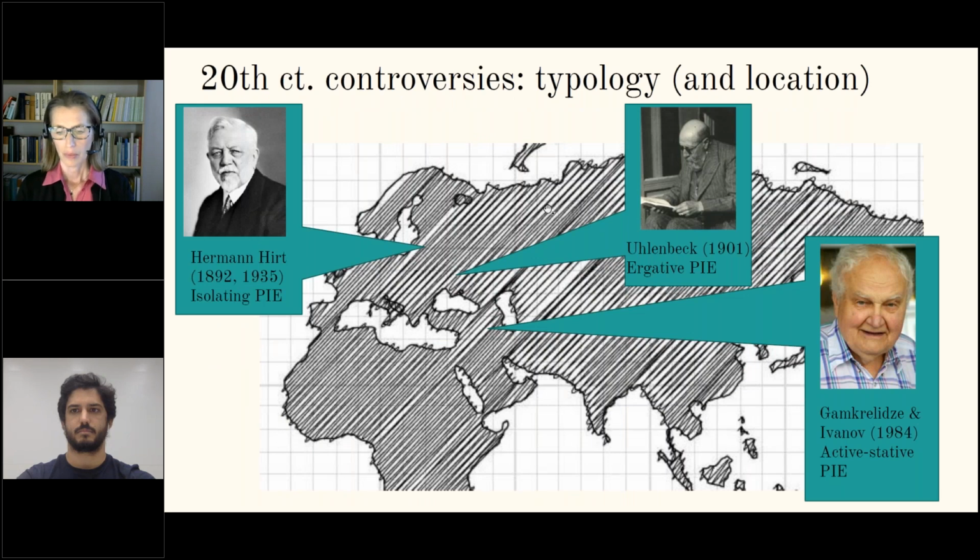Alternative theories are sometimes connected to the location of the homeland. The most important aspect is nearness to the Caucasian language families, which exhibit ergative and active-stative typology. And these are important, for instance, in the models by Uhlenbeck and Gamkrelidze and Ivanov. However, another model was suggested by Hermann Hirt, who locates the proto-homeland along the Baltic Sea, but he reconstructs a proto-language lacking grammatical categories completely.